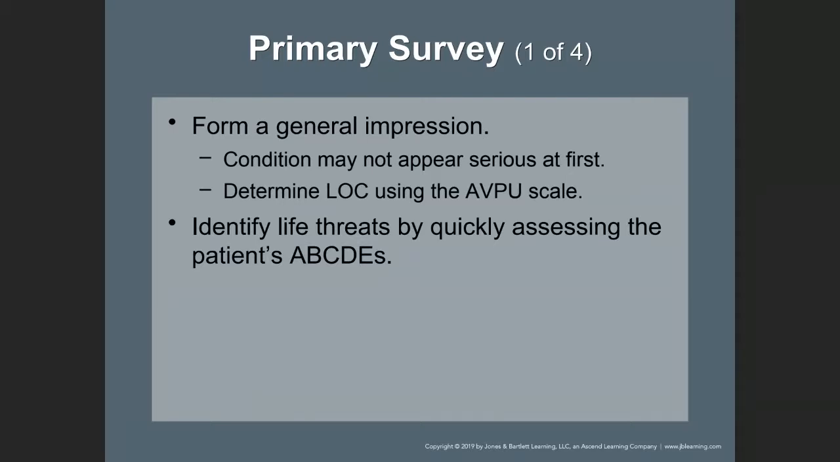After you've completed your scene size up, the next phase is your primary survey or primary assessment. You will form a general impression of the patient and the environment. The general impression should focus on conditions that may not appear serious at first. Determine the level of consciousness using your AVPU scale. And once you check for their level of alertness, you also need to look at their orientation to person, place, time, and event.